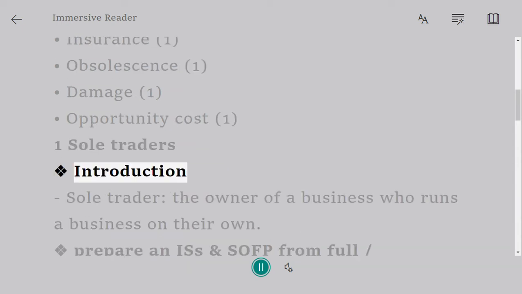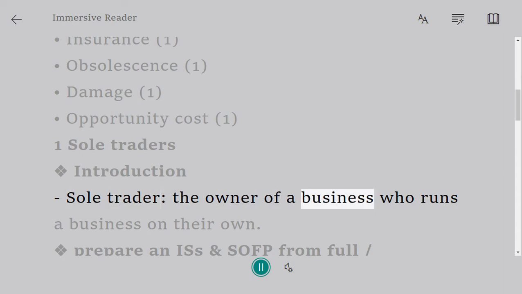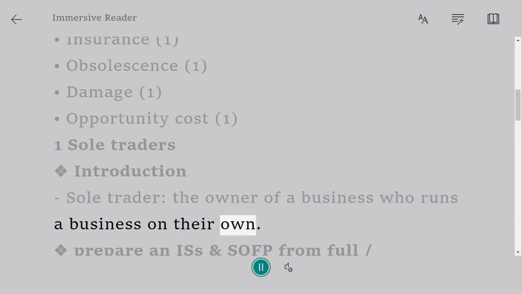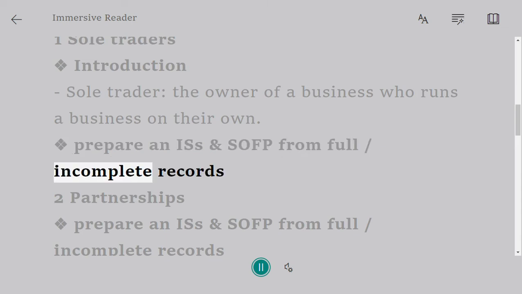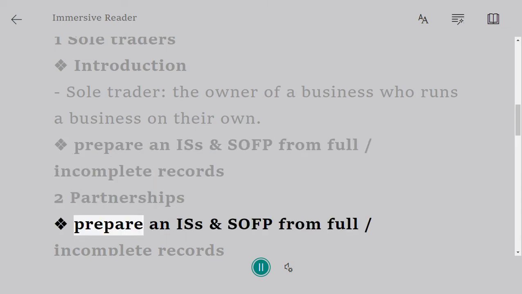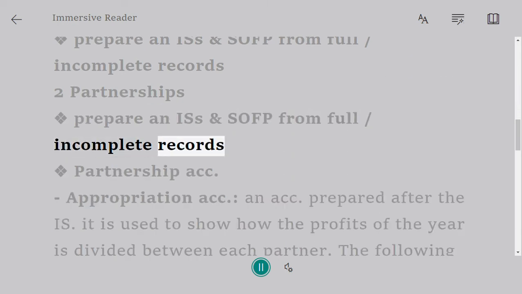Sole traders. Introduction. Sole trader, the owner of a business who runs a business on their own. Prepare an IS and SOFP from full/incomplete records. Partnerships. Prepare an IS and SOFP from full/incomplete records.